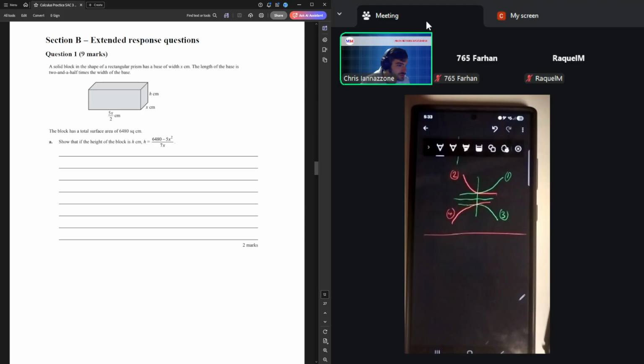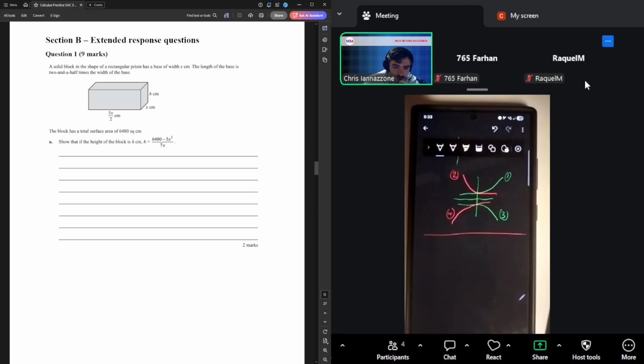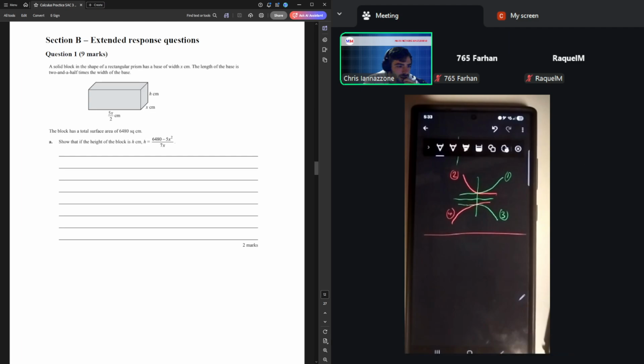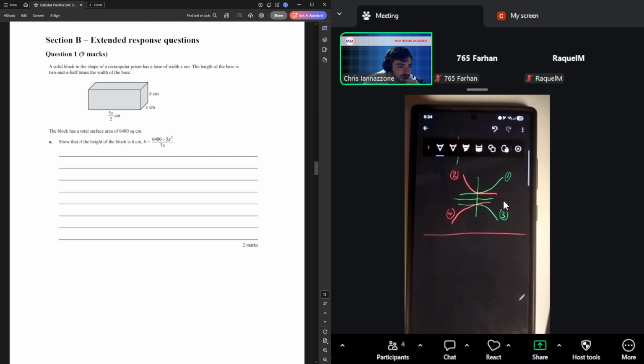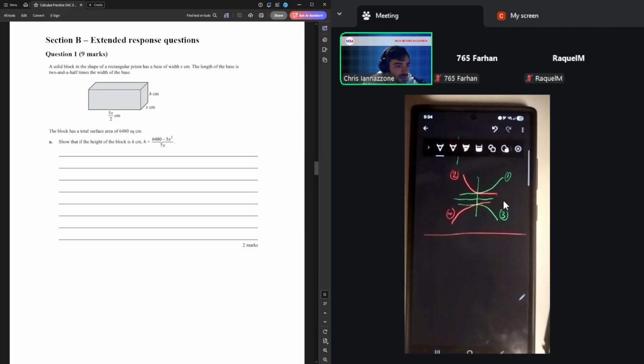So we see we have all of the dimensions of the block, a rectangular prism, in x's and h's. We're told the total surface area as a number, and we're told to use that information to rearrange, basically to get h in terms of x, effectively. Even if we don't know exactly the path directly to there, do we have any ideas on how you might start walking down that path?